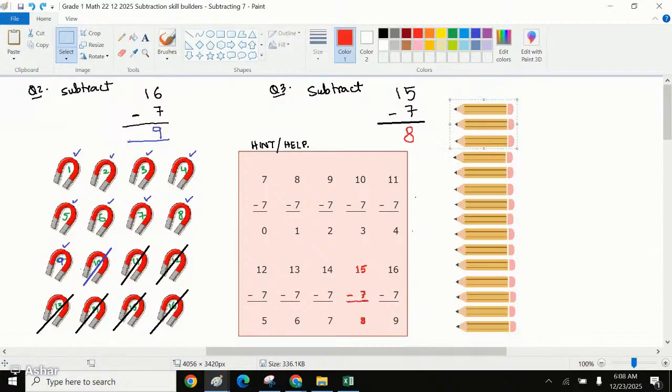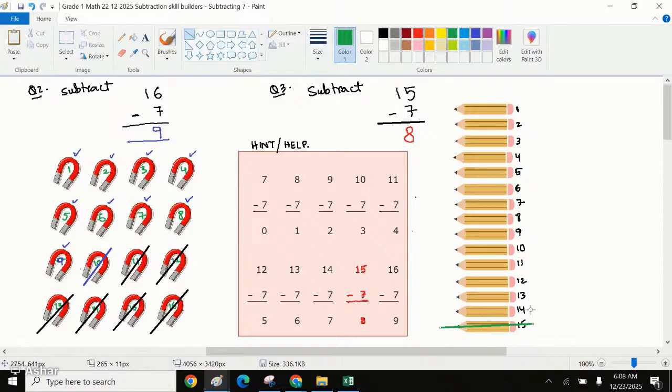Let's start numbering them. If this is 1, 2, 3, 4, 5. After 5, we have 6, 7, 8, 9, 10, 11, 12, 13, 14, and we have 15, right? So how many pencils do we need to subtract? We need to subtract 7, right? So we start canceling them. We start removing the pencils.